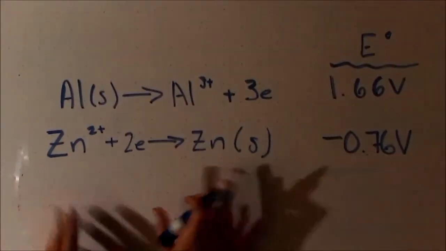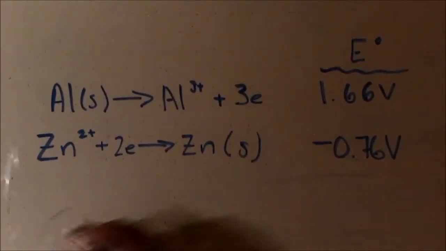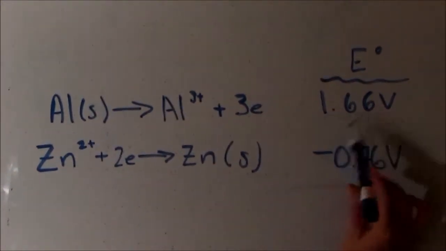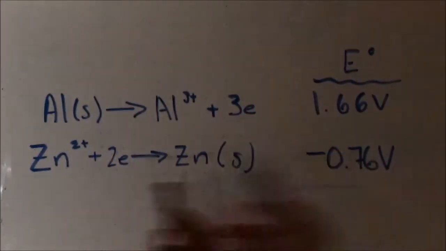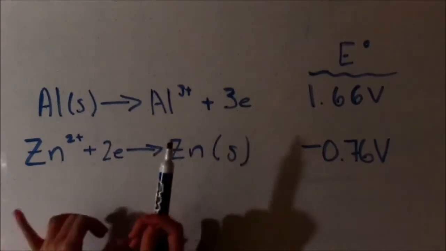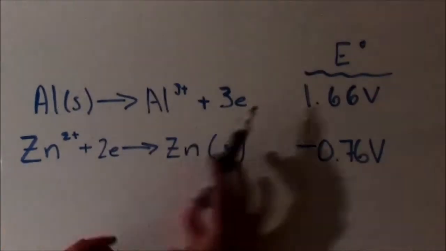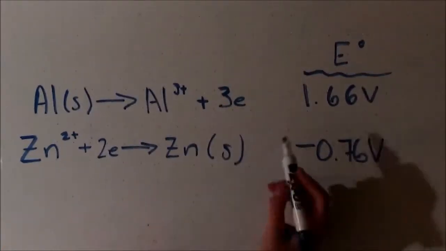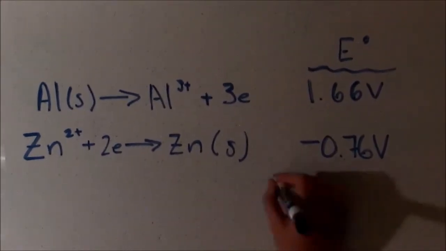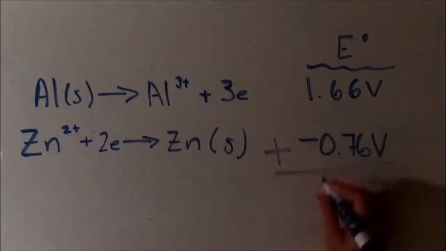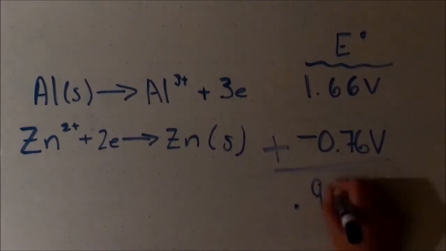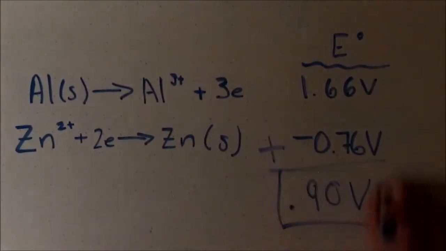Question E reads, determine the value of standard voltage for the cell. Here we have our 2 half reactions that we stated above, except now we have the standard voltage for each of the equations. Aluminum was flipped so the electrons would balance out, so this value is positive while zinc's value is negative. And in this problem, we just have to add these two together and you get 0.90 volts, and that's your answer.